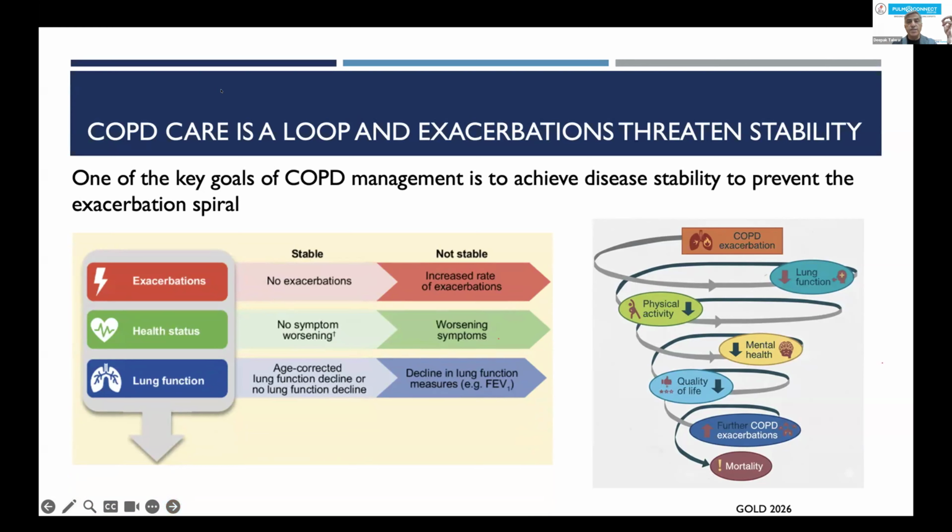Now, this is a new concept which is coming about: disease stability in COPD patients. So how do we go about disease stability? If we are able to maintain them for 12 months where they don't get exacerbations, there is no symptom worsening, they are almost the same as they were before, and they have stable lung function with no decline in FEV1, then we call it stable COPD. So this is a new goalpost for COPD patients, that we try to treat them so effectively that we make them stable.